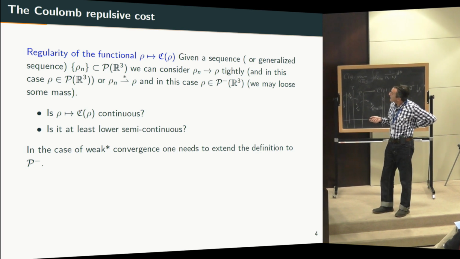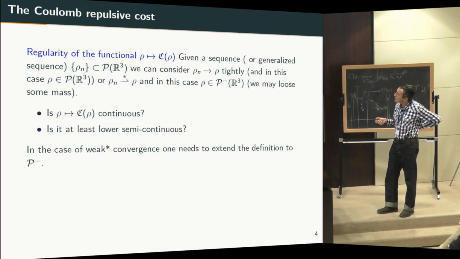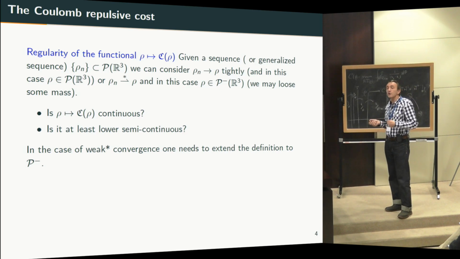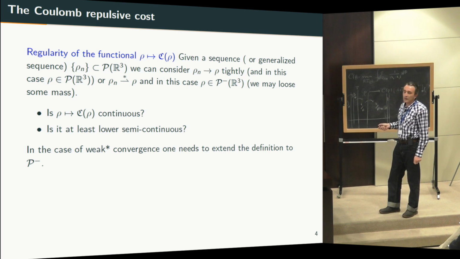So the functional is defined on probability measures. When you think about regularity, you have two possibilities. The first one is that ρn is converging to ρ tightly, and in this case ρ is still a probability measure: in the limit, you don't lose mass. Or you may have that ρn is converging to ρ weakly star, and in this case, you may lose some mass at infinity, and then you will end up with a sub-probability. So when you see this minus here, this means that you have something which has mass less than or equal to 1. It's still a positive measure, but has mass less than or equal to 1. And you wonder whether the functional is continuous, or at least lower semi-continuous.